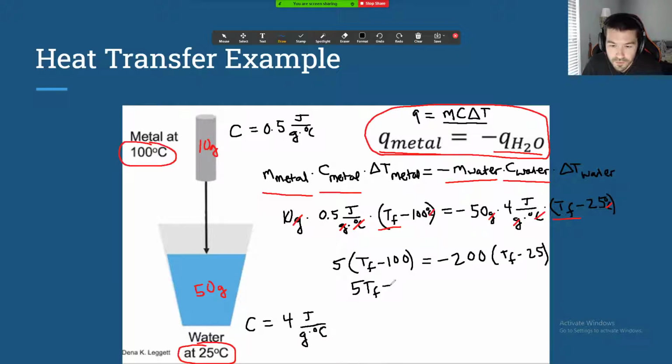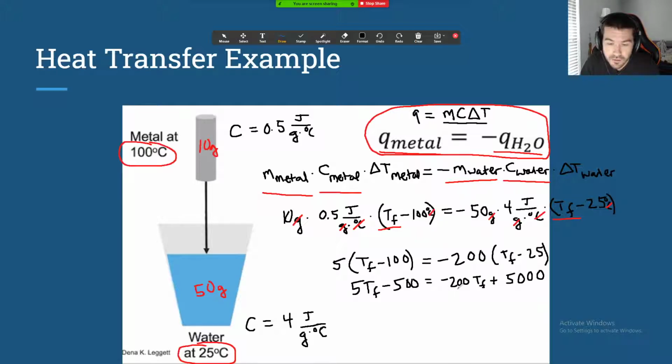5 TF minus 500 is equal to negative 200 TF plus, oh boy, that's a big value. Okay, let me see here. Well, if I did 2 times 25, that would be 50 plus 2 zeros, so it's 5,000. It's probably a bit of a stretch. You wouldn't have to do that on a multiple choice section, but for your response, you could be expected to multiply those. All right, we just want to combine like terms and then solve for TF.